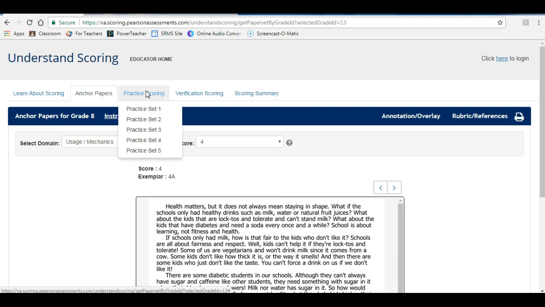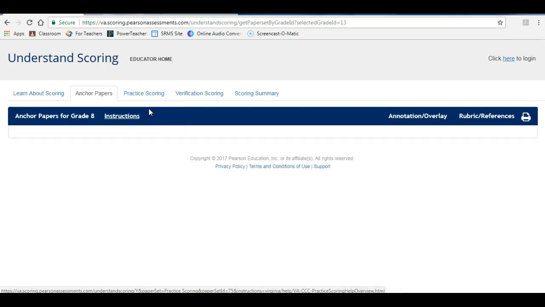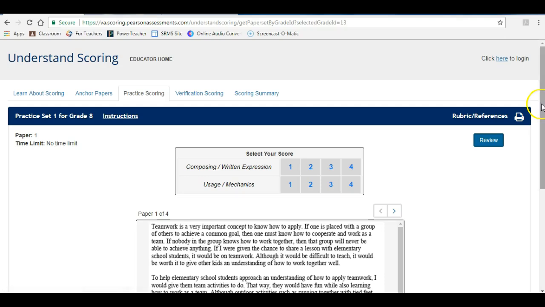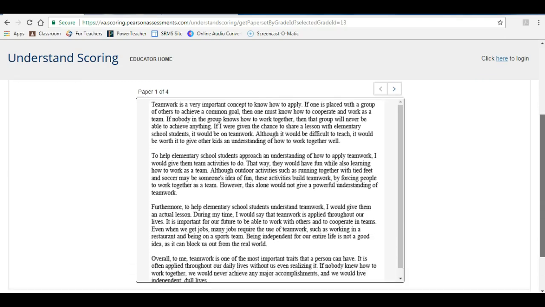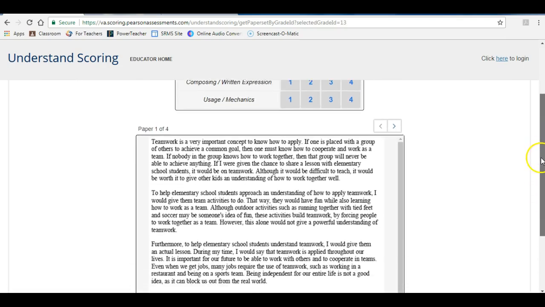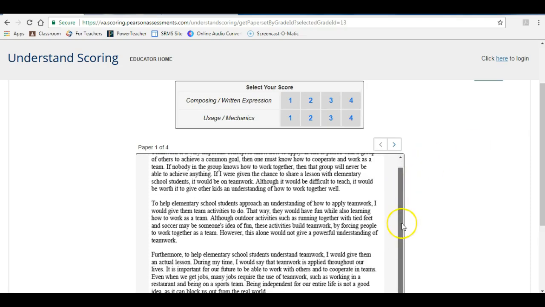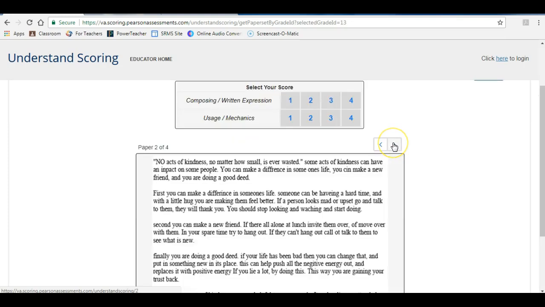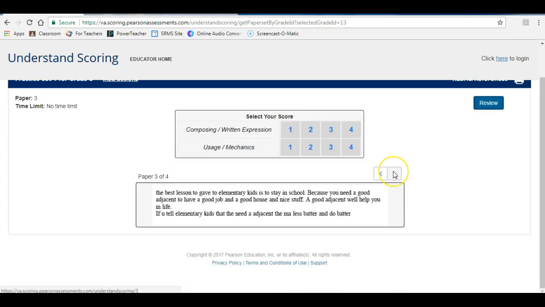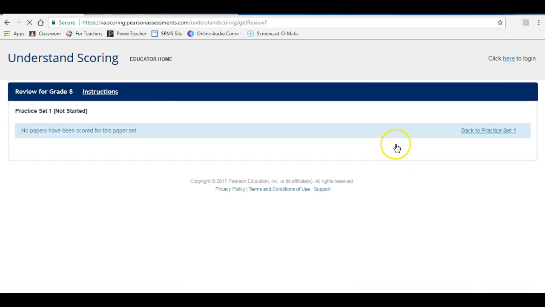Then you're going to go where it says practice scoring and practice set 1. And this part I want you to do by yourself. When you finish practice set 1, come talk to me about it, show me your computer, and you can move on with a partner. So what you're going to do is actually read the essay and then give it a score that you think. There's a few of them, I think there's 4 of them, and once you get to the end it will tell you what the state of Virginia would have actually given that score. And I'm looking for about 75% accurate. So just come talk to me after you finish practice set 1.